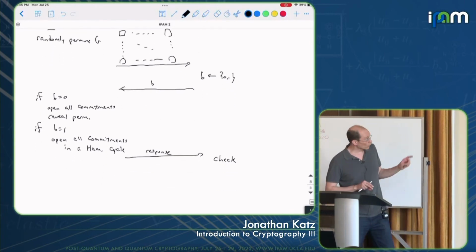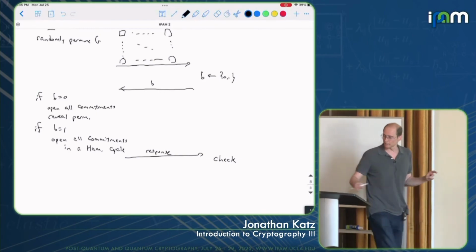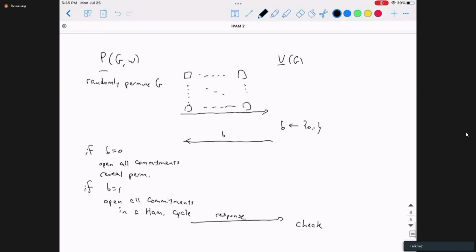Okay, so what I want to do is take some of that intuition and give a formal proof of that, but I also want to look quickly at the zero-knowledge property, right? Why does this reveal nothing to the verifier? I'm going to prove it more formally in a minute. But why does it reveal nothing to the verifier?